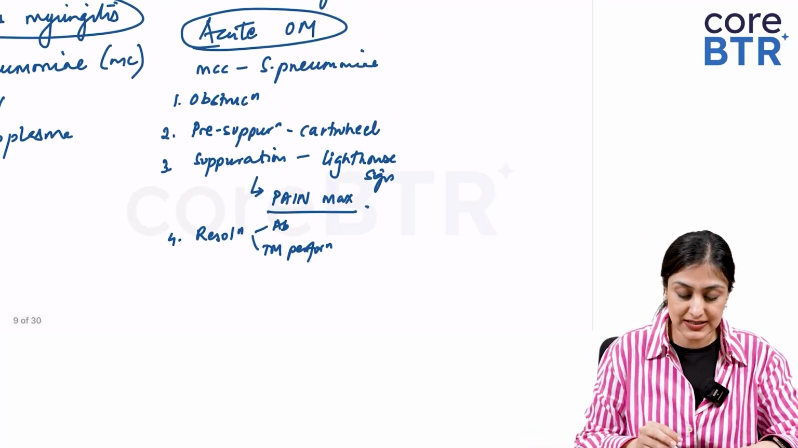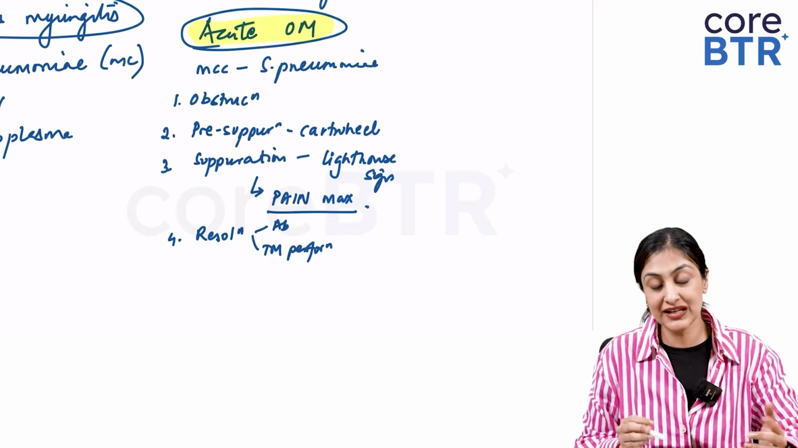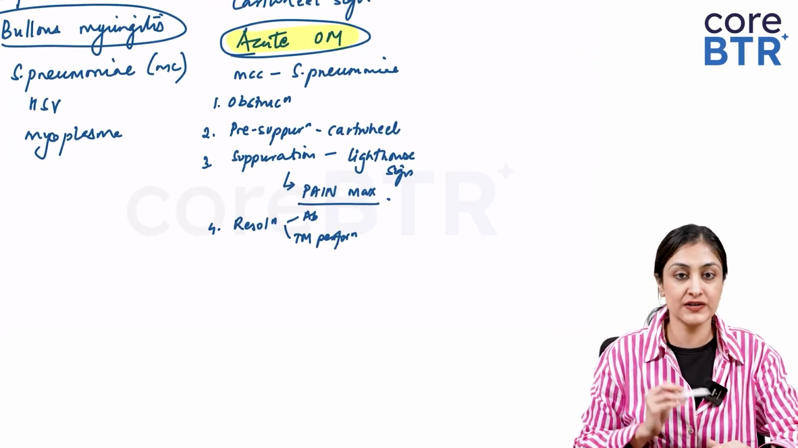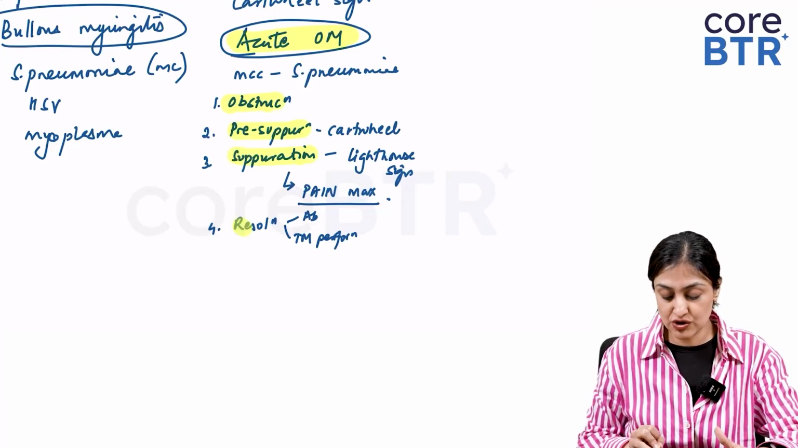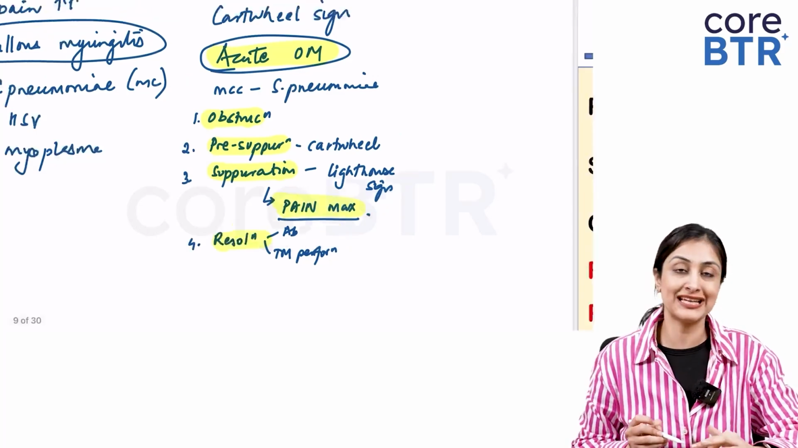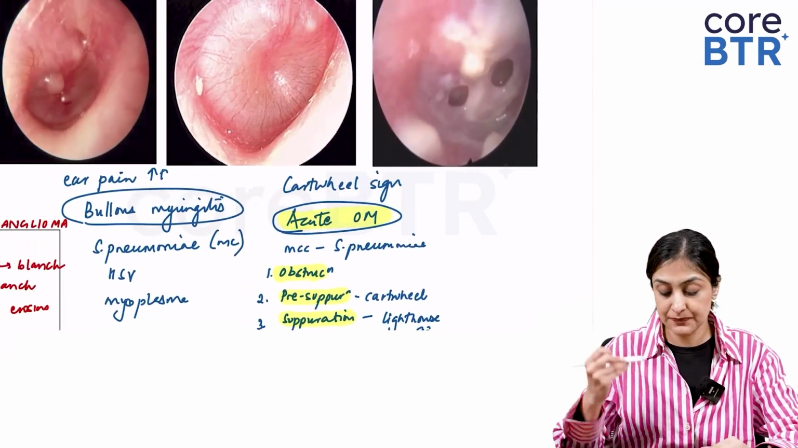Okay, so these are the stages of acute otitis media. The treatment obviously is antibiotics, right? So obstruction, pre-suppuration, suppuration, resolution, with maximum pain obviously when there is maximum pus.